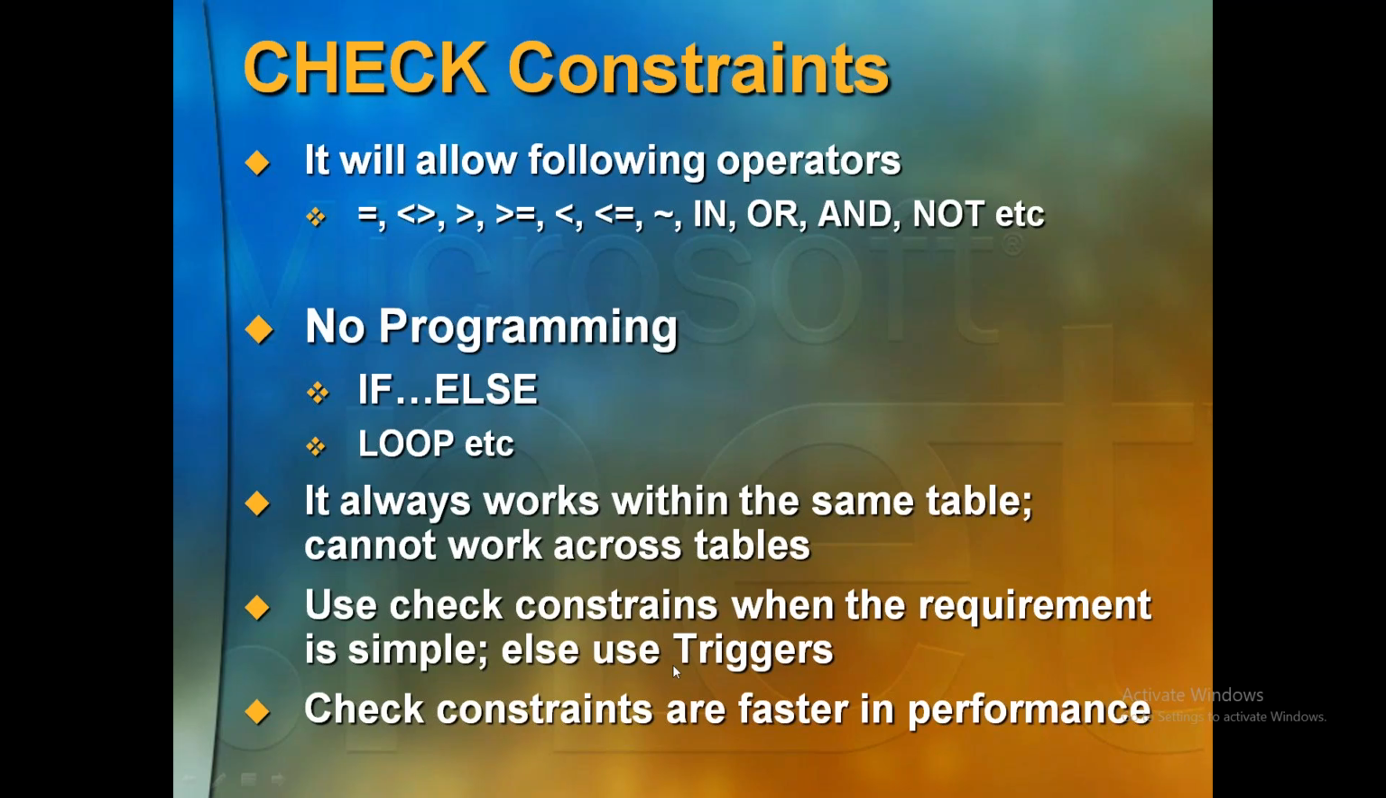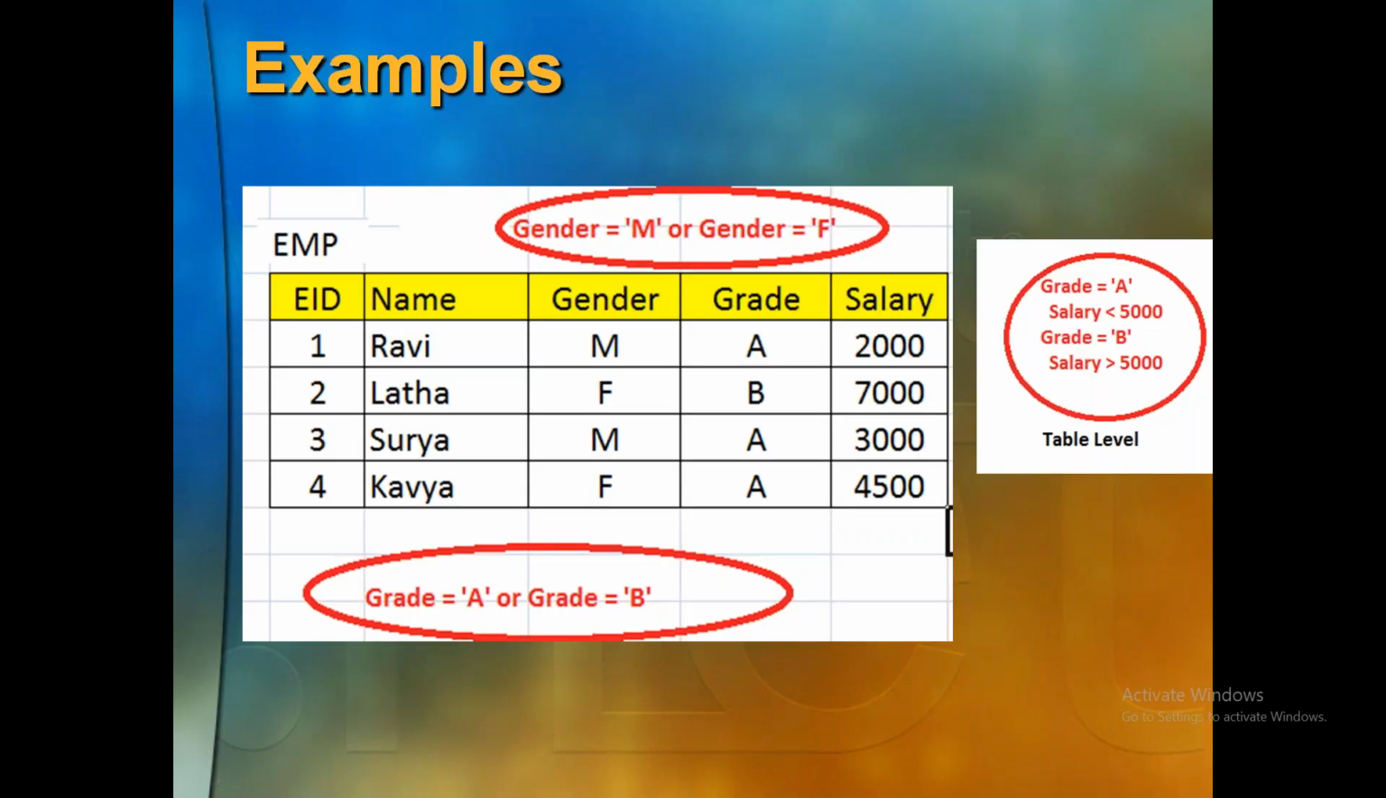Use check constraints when the requirement is simple, else use triggers. Check constraints are faster in performance. So what is the meaning of this? Check constraints are simple expressions, mathematical expressions like this, that you can implement as part of your databases and tables. Whenever you insert the data, SQL Server will ensure that it has the proper values. If you enter a negative number in the salary, it will say salary has to be a positive number. So I write the expression: salary greater than zero. Clear? Check constraints are very good for simple mathematical expressions.